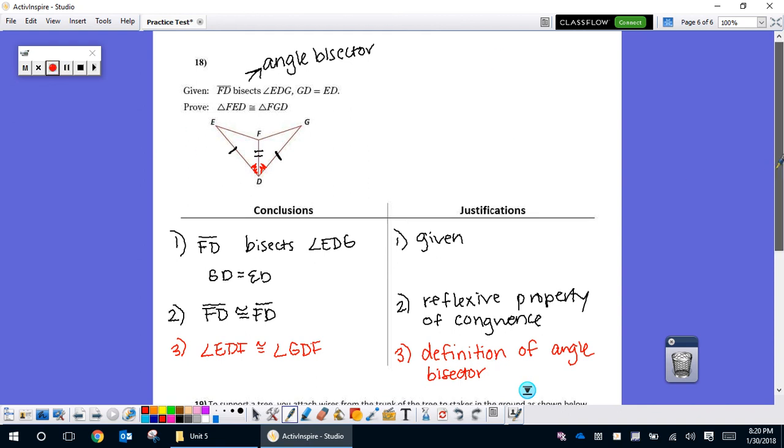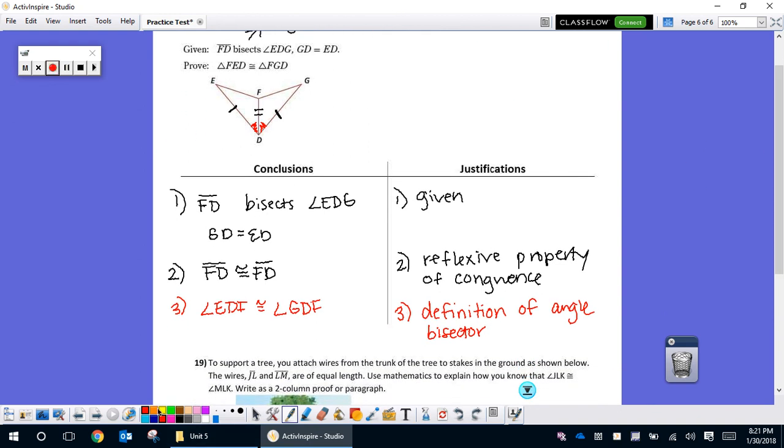Now we want to look, do we have one of our triangle congruences? I definitely think we have one, so we're ready to say the triangles are congruent. And I'm thinking we got a side, we got an angle, we got another side, we have SAS.